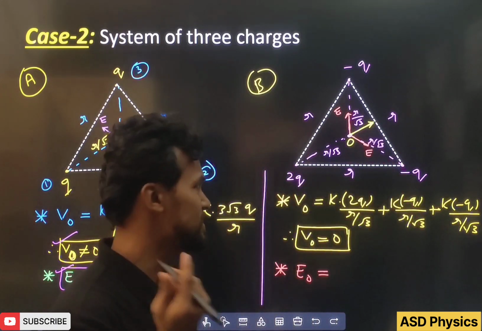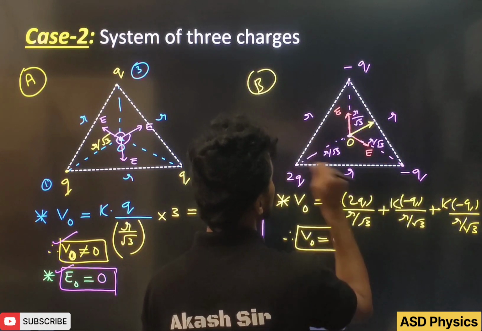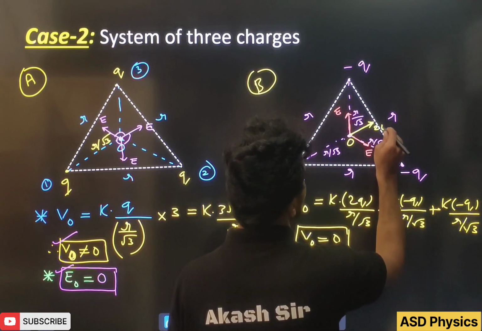Okay. So the distances are the same. So I can tell here this is E, this is E. So 2Q charge is there. What can I tell here? This I can tell here is 2E.